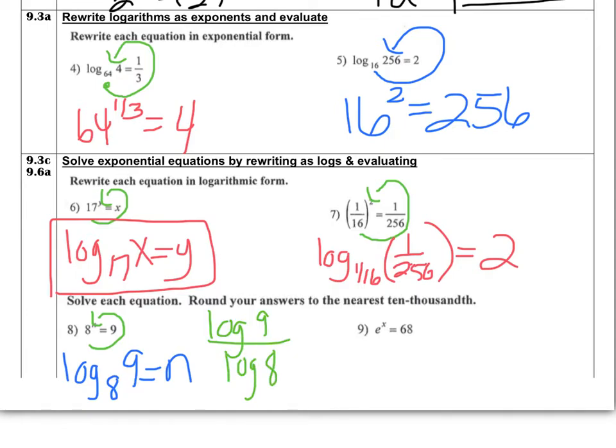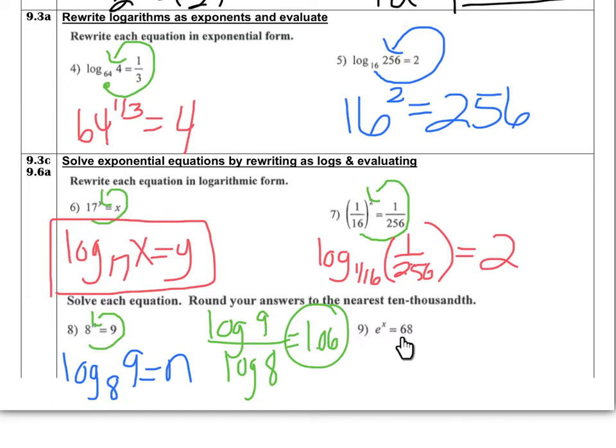This here indicates the base 10 button on the calculator. Always take the log of the physically bigger written number and then the log of the base number on the bottom. When you do that, you're going to get approximately 1.06. That should make logical sense since we thought it was going to be a little bit over 1.